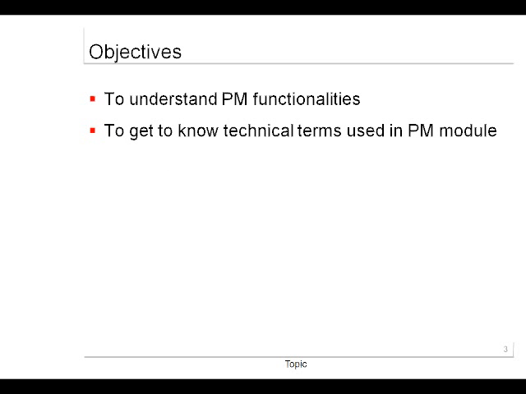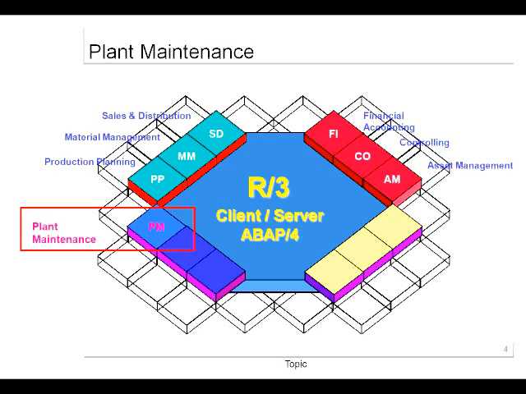So what are the objectives of SAP PM? And the overview, SAP PM overview, what I'm saying is to understand the PM functionalities. So what are the functionalities that are involved in PM? Let us understand those functionalities first, and get to know the technical terms that are used in the PM module, or the plant maintenance module. So okay, plant maintenance is one of the modules by SAP.